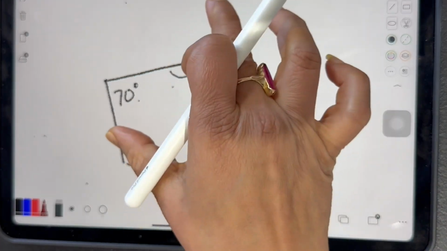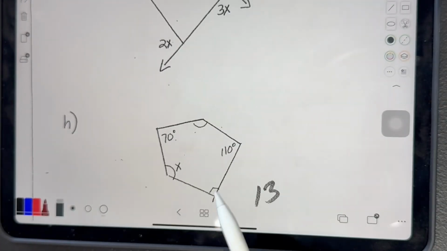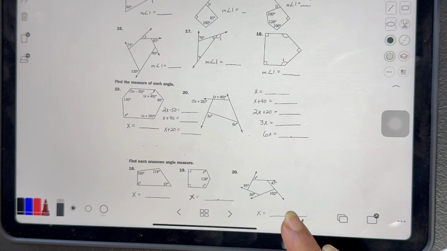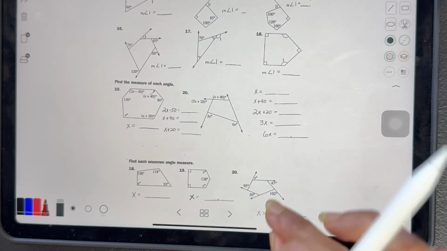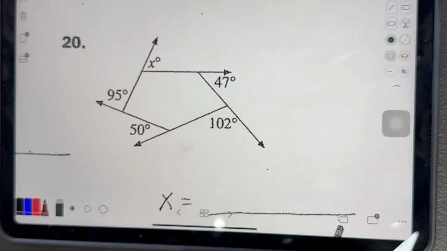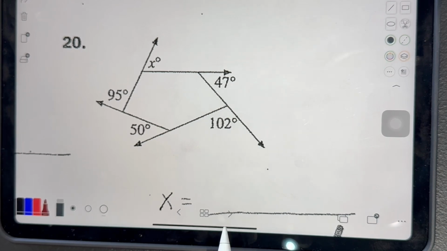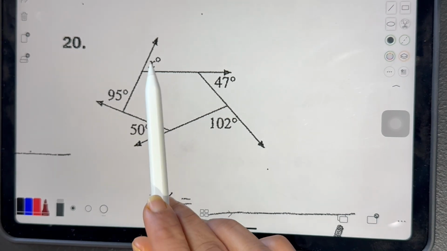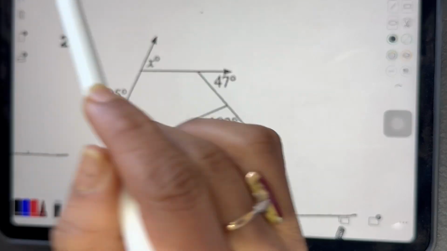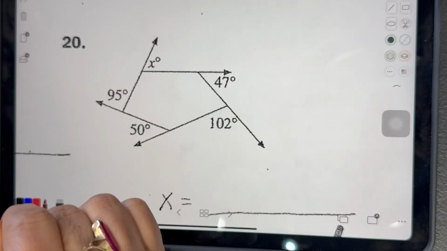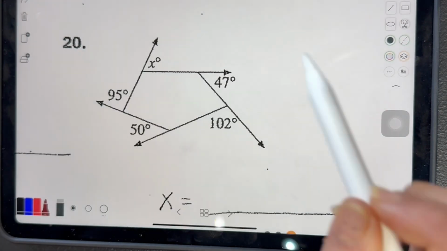Okay. One more question I want to do. Let me see if I have that kind of question. I think so. Exterior angle, one of the exterior angles. Again, this is not a regular polygon. As I said, what is the rule for exterior angles? These are all exterior angles. The sum of all the exterior angles is always 360.